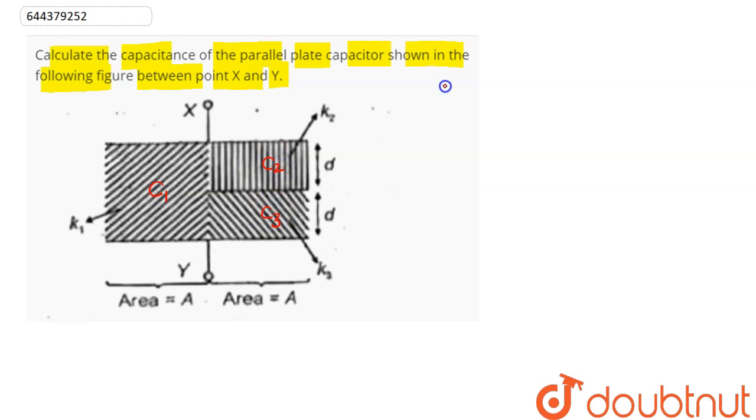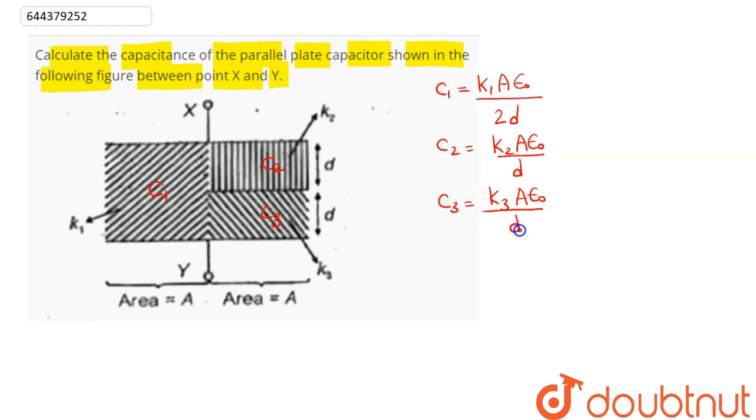Question is, calculate the capacitance of the parallel plate capacitor shown in the following figure between points x and y. So we can say here this capacitance is C1, this here is C2, and this capacitance here is C3. C1 can be said as K1 into A epsilon naught divided by the distance between the two plates, D plus D, so 2D. C2 can be written as K2 into A epsilon naught by D, and C3 can be written as K3 into A epsilon naught by D.